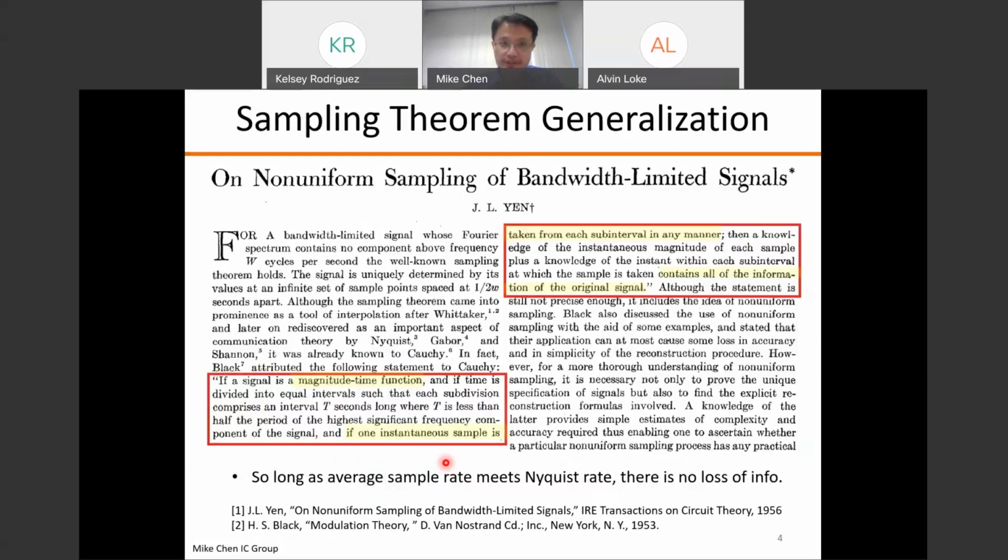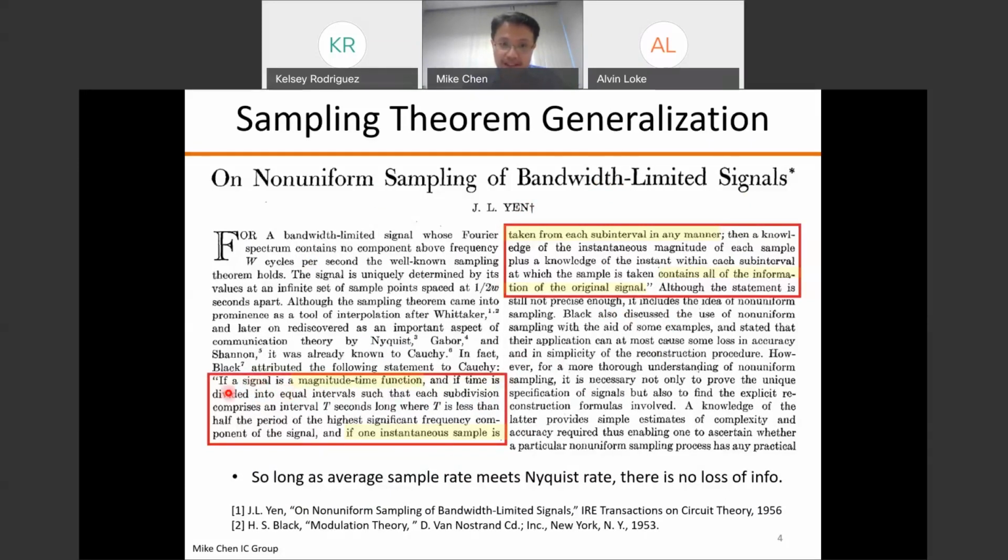So the paper title, as you can see here, is on non-uniform sampling of bandwidth limited signals. Here I circled some passages in the introduction of the paper, where he cited a statement from Black, to Cauchy. I just want to go over this because it actually contains very important information.